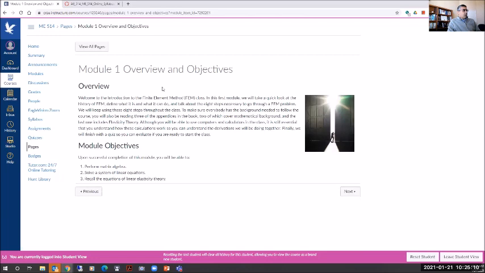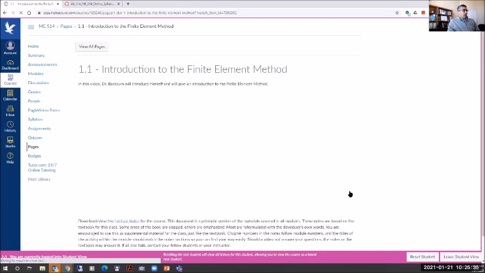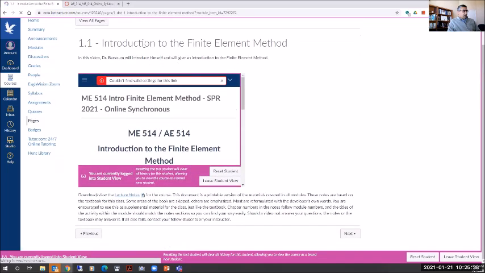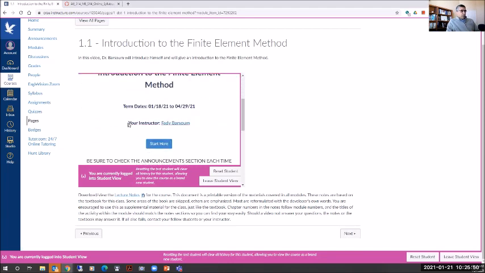Then here is module 1, and this is basically the overview and objectives, some of the things that we're going to be going over today in our class, since we are meeting in person. At the end of this, you want to be able to perform matrix algebra, solve systems of linear equations, and recall the equations of linear elasticity theory. You're also going to find where I intend to embed a lecture video. You'll find a broken link, and this is where I'm going to be uploading my lectures.